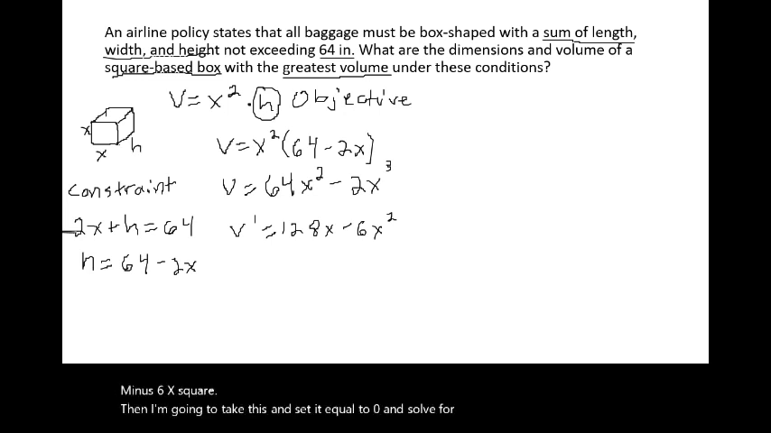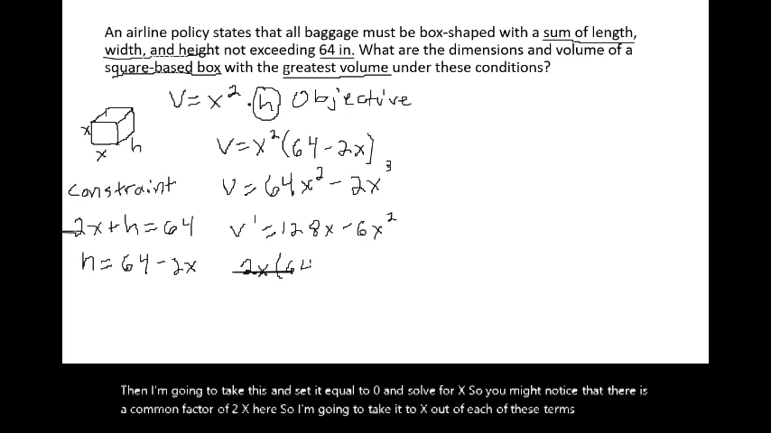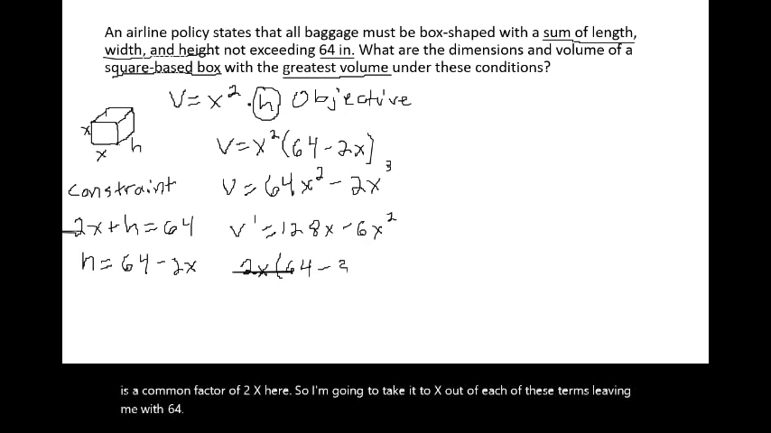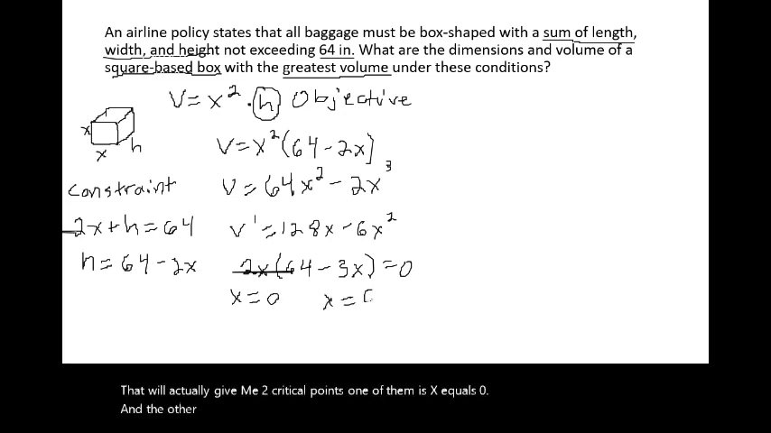So you might notice that there is a common factor of 2x here, so I'm going to take a 2x out of each of these terms, leaving me with 64 minus 3x equals 0. That'll actually give me two critical points. One of them is x equals 0, and the other one is going to be 64 over 3.